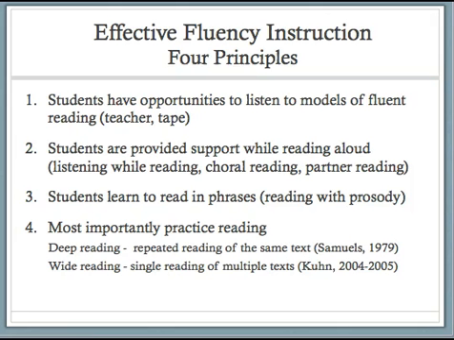So what should effective fluency instruction look like? Well, Kuhn and Rosinski provide us with 4 principles. 1, students have opportunities to listen to models of fluent reading. Now, this can be the teacher reading out loud, this can be the whole class listening to a book on tape, or it can be individuals hooked up to a listening station, or other options as well. Very important, though, for kids to be able to listen to fluent models.